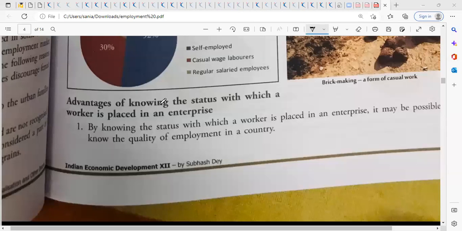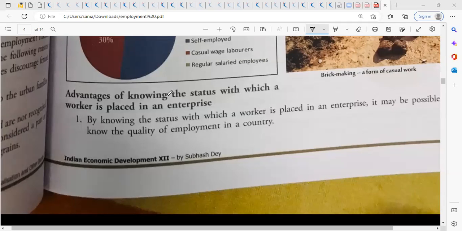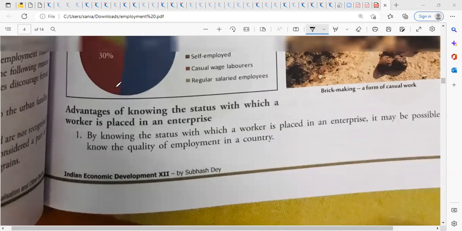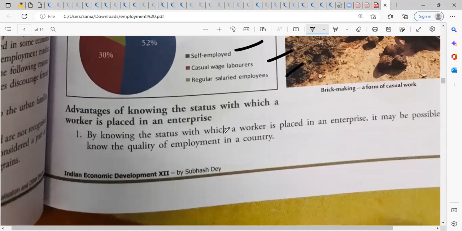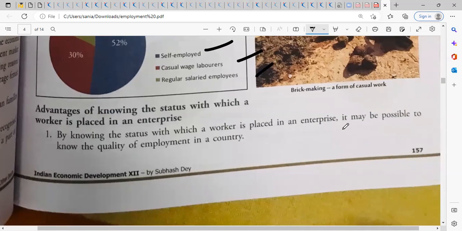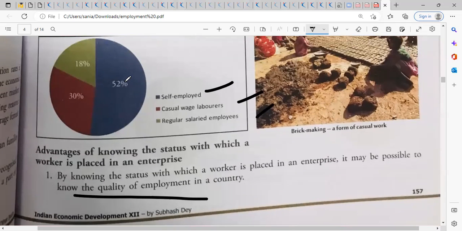Yes, ma'am. Okay. Now, see, what is the advantage of knowing the status with which a worker is placed in an enterprise? This is the status: self-employed, casual, or regular. So why are you studying all this, ma'am? What are the advantages? See, by knowing the status with which the workforce is placed in an enterprise, it may be possible to know the quality of employment in a country. If you see over here, 52% of the people are self-employed, 30% are casual workers, and 18% are regular. Because of this, you can get the quality of employment in a country, right?